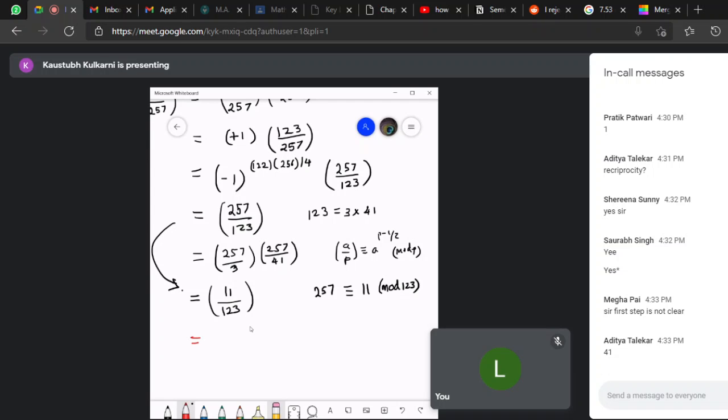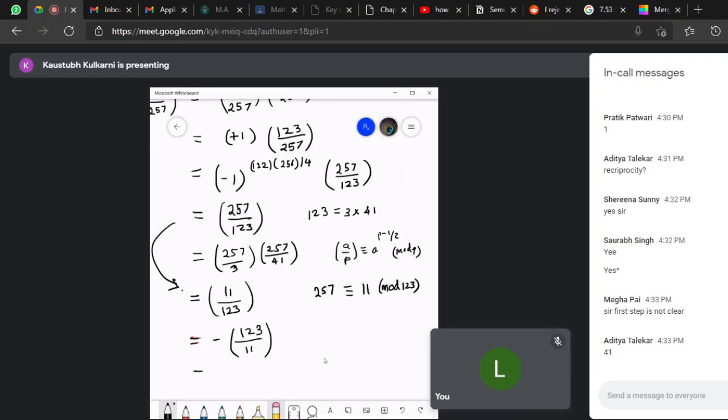And now again we can use reciprocity. If you check the reciprocity law, it will be -1 in this case. The result will be -1 raised to (m minus 1)(n minus 1), that is 10 times 122, divided by 4, and it becomes an odd power. So this will be -1 times 123 upon 11. Another reason is 123 is congruent to 3 mod 4, therefore -1 is a factor.